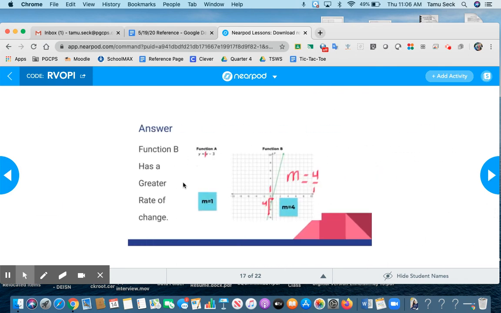So I want to know who has the greater rate of change for this problem, function A or function B. Well, in function A, the number in front of x is 1. So the slope is 1. In function B, we can draw a right triangle, and the slope is going up 4 over 1. So the slope is 4. Which one has a greater rate of change? Well, function B has a greater rate of change because 4 is greater than 1.